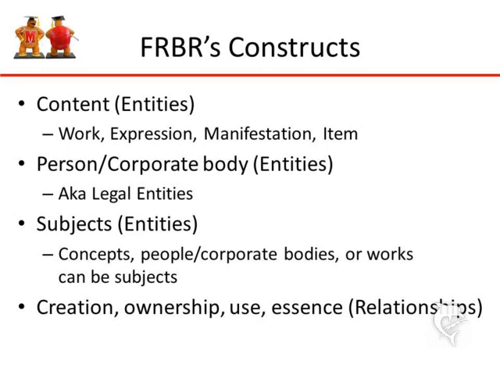And finally, the 4th construct is a set of relationships, and those relationships are called creation, ownership, use, and essence. So creation has to do with who the creators of a resource are, who created the content. Ownership clearly has to do with who owns the content. Use has to do with who uses the content. And then essence has to do with that idea of aboutness that we were talking about back when we were talking about subject cataloging. So essence is also known as aboutness or is-ness. These are the constructs of the FRBR universe.